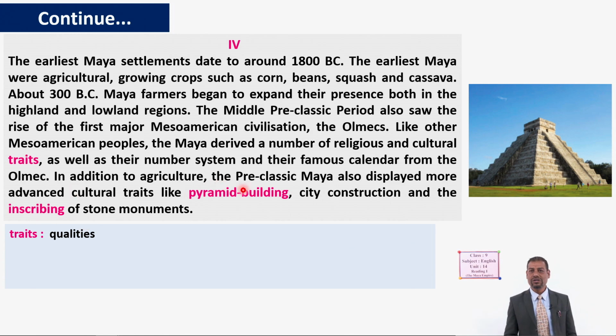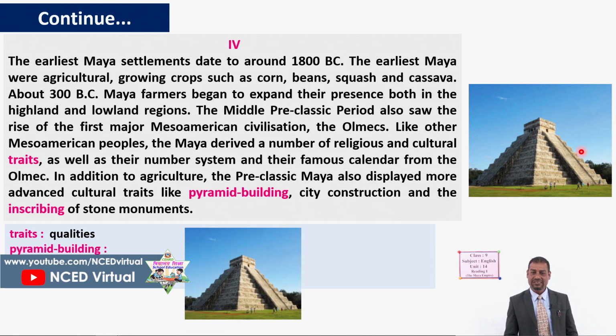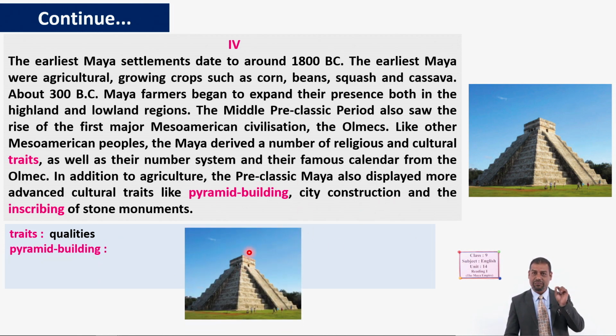Now we have another word, that is pyramid building. So what does it mean? Yes, you are right. Pyramid making. See, this is an example. This is a picture of a pyramid and pyramid making. And at that time, the Mayas were able to make this type of construction. Great. So, have you got the idea? Pyramid building, pyramid making, okay?